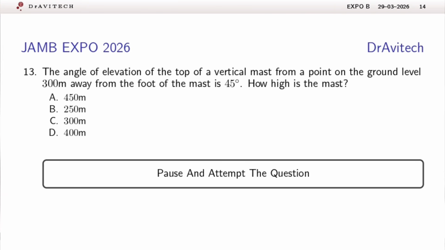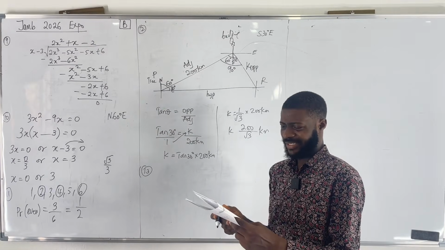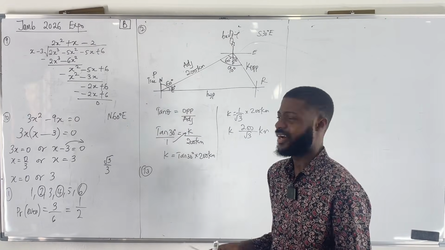Question 13. The angle of elevation of the top of a vertical mast from the point on the ground level 300 meters away from the foot of the mast is 45 degrees. How high is the mast? Okay, it will just still be around the same value.